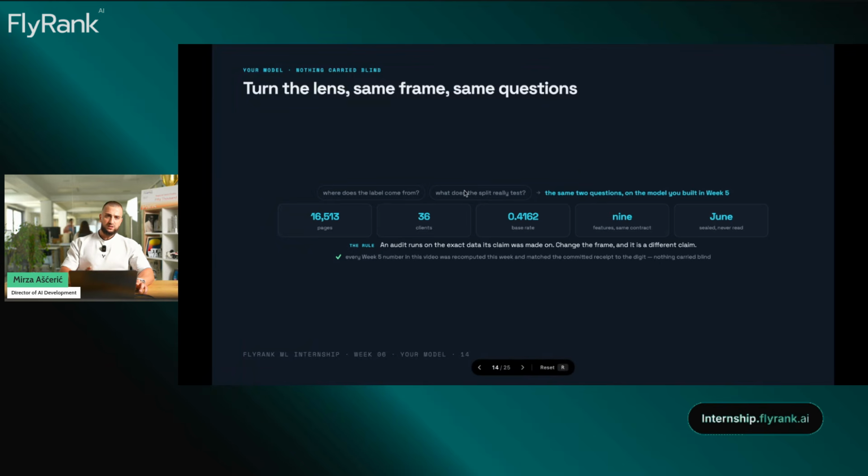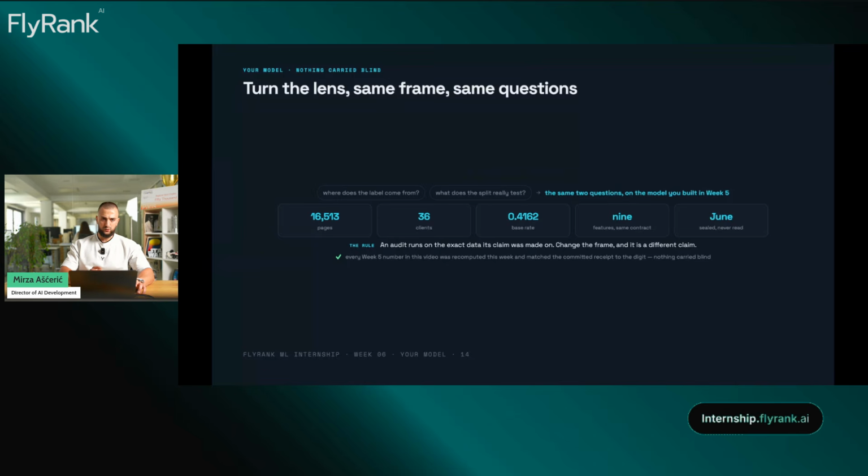Okay, let's look at this closely. We asked our paper two questions. Where does the name come from? And what does the split really test? Now ask the same two questions about the model you made in week 5.